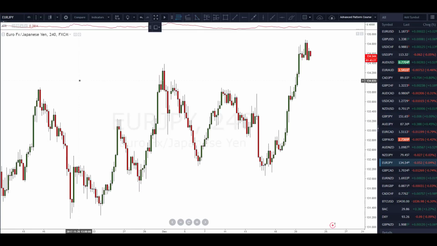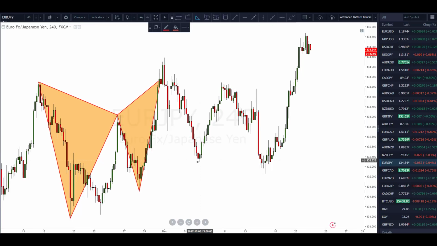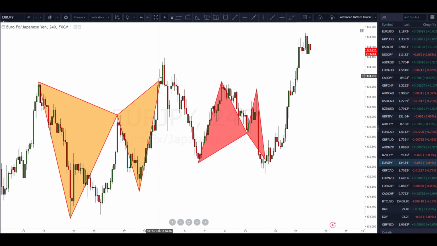Here on the euro yen, we've had a couple of good patterns. We have what looks like advanced Gartley right here. And then directly after that, a nice advanced bat, possibly a Gartley here as well. As you can see, both of those working out pretty nicely. Market being pushed down after completing the pattern here, being pushed up after completing the pattern here.